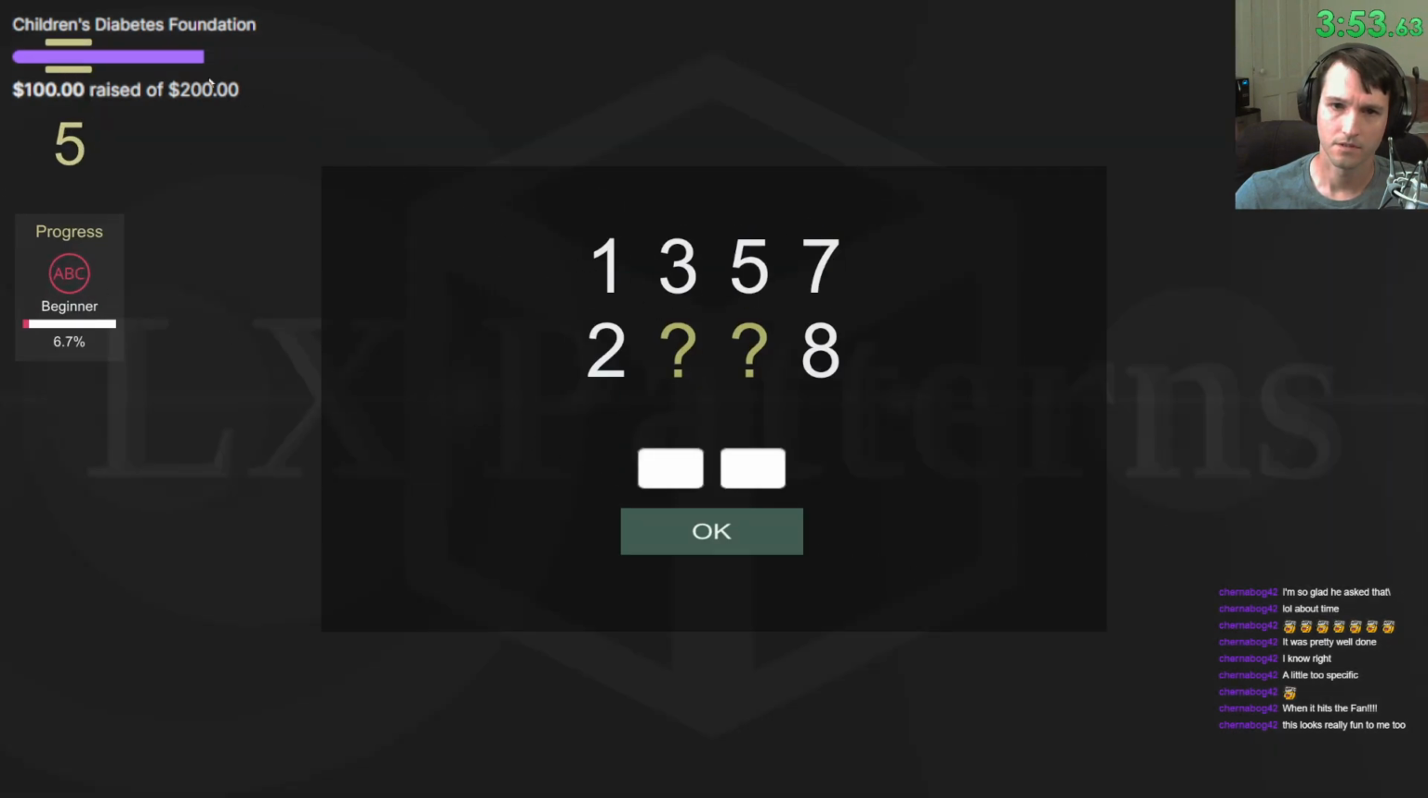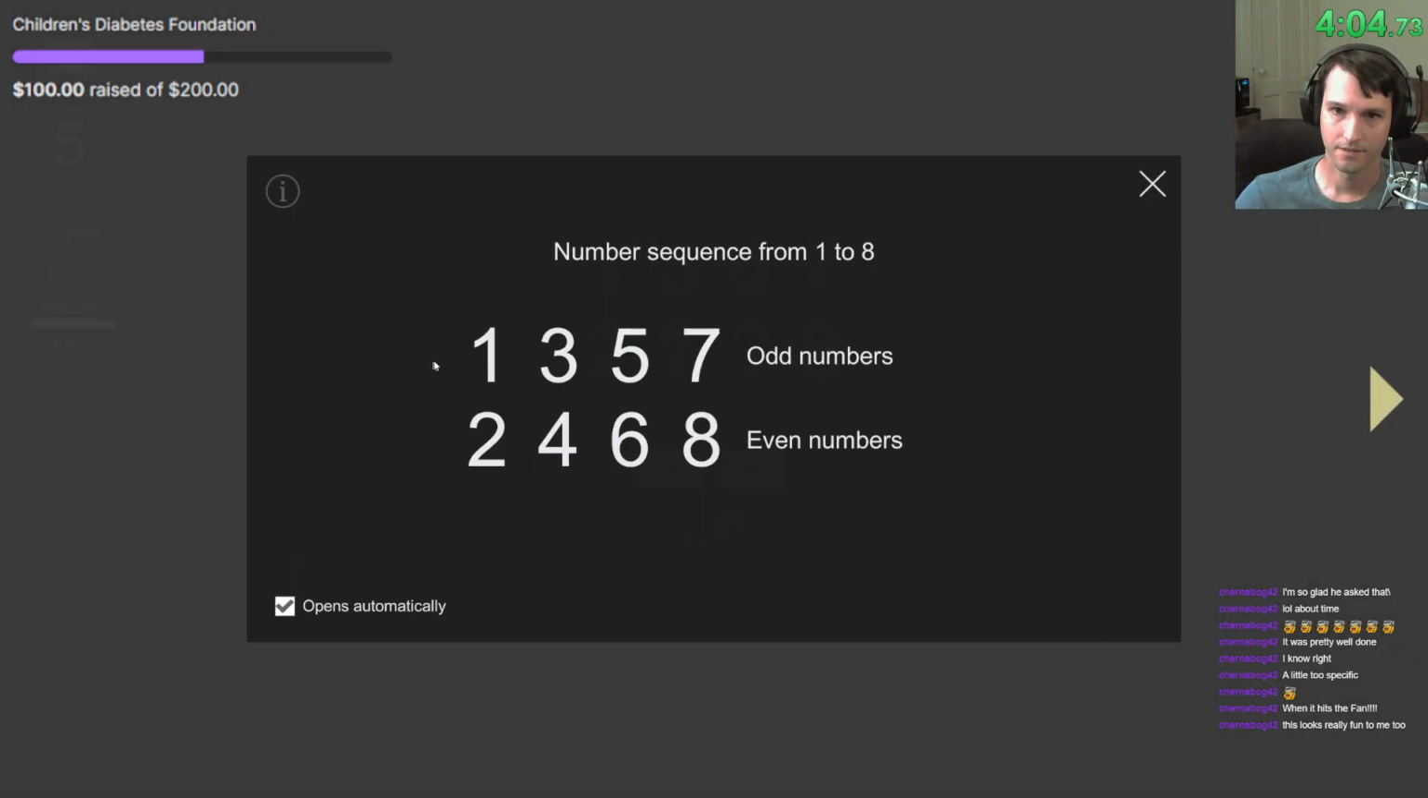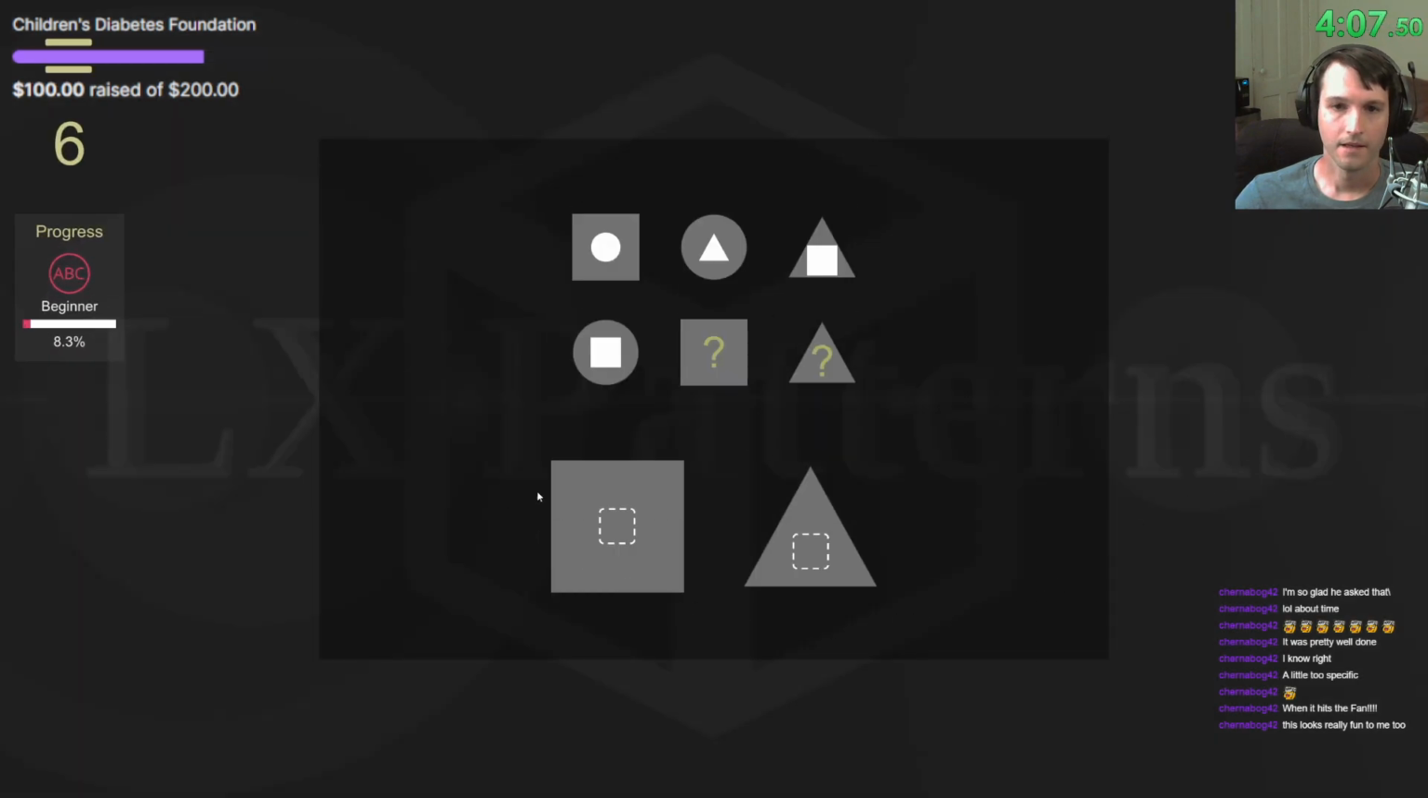Oops. Anyway. 1, 2, 3, 4, 5, 6, 7, 8, 4, and 6. Alright, so circle in a square, triangle in a circle, square in a triangle. Square in a circle. So what happens is, this is probably triangle in a square, right? Triangle in a square, and then circle in a triangle. Yep.